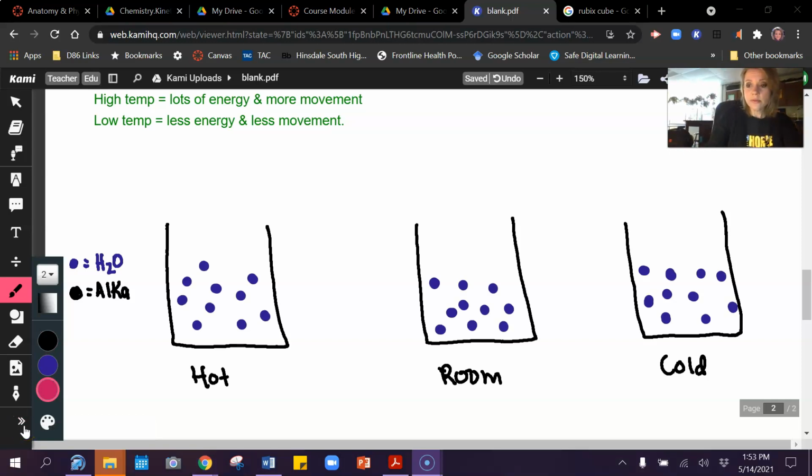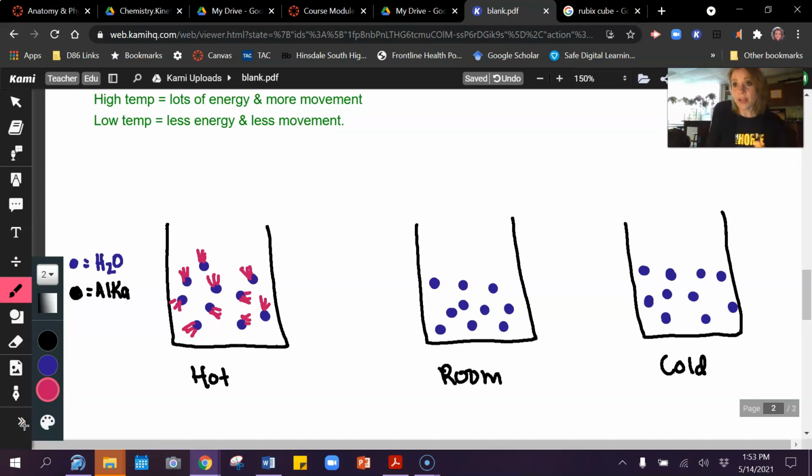Okay, so let's start with our molecules in hot water. By adding heat from the hot plate to the water itself, these molecules are going to start moving around very, very fast. So they're just going to zoom, zoom, zoom. I'm just going to draw these little zoomies. So I've got 3 zoomies here because these water molecules are moving around super duper fast.